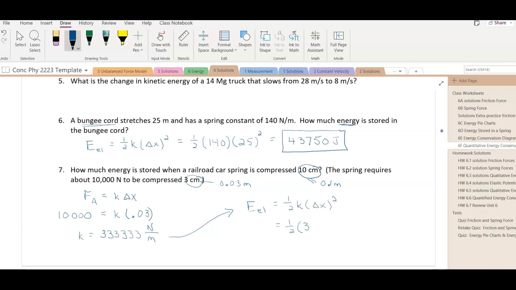So we found the spring constant to be 333,333. They're talking about a displacement of 10 centimeters, which is 0.1 meters, and I have to square that. And so the elastic potential energy would be 1,667 joules.